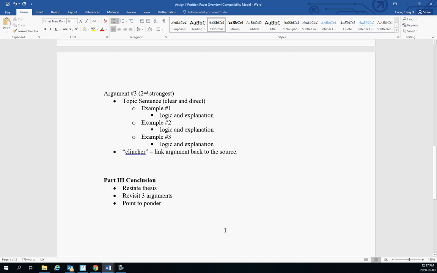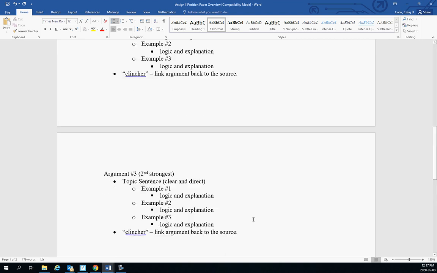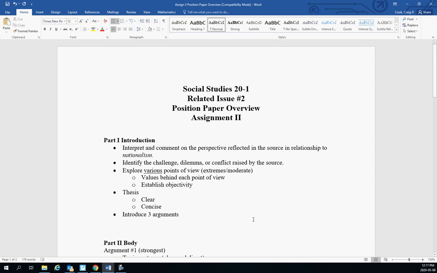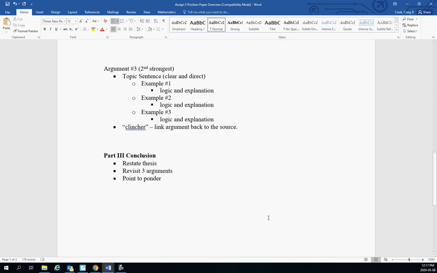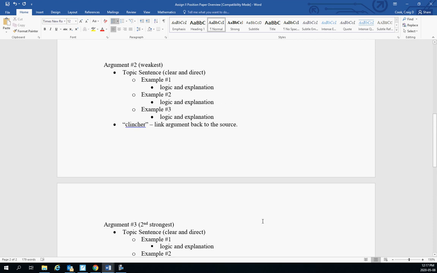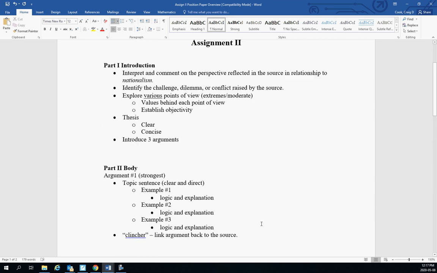And I'm just going to revisit my thesis. I'm going to quickly review my three main arguments and maybe leave the reader with something to keep in their mind for a while. So at minimum, this whole paper needs to be 5 paragraphs. Of course, it can be more. A good position paper, grade 11, should be about 3 pages long, single spaced in 12-point font. Any less, and I'm not sure you're getting enough evidence and explaining it properly in your paper.